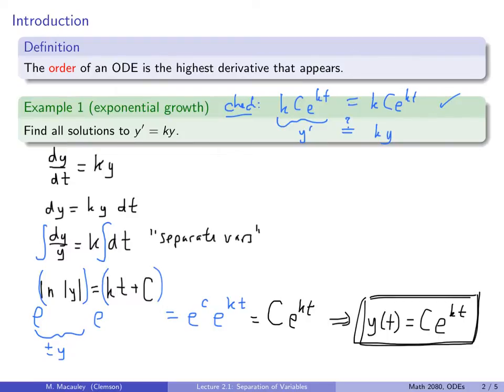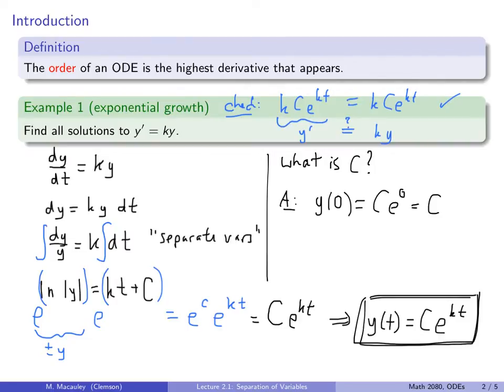Okay, so let me ask a quick question. What is c? What does it represent? Well, the answer is, let's write it as an answer, it's y of 0. So if you plug in 0 into this equation, you get c e to the 0, which is c times 1, which is c. So we call this an initial condition.